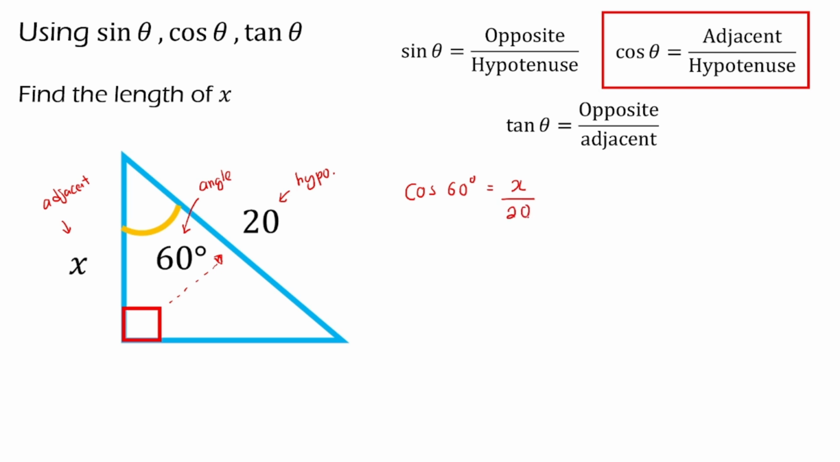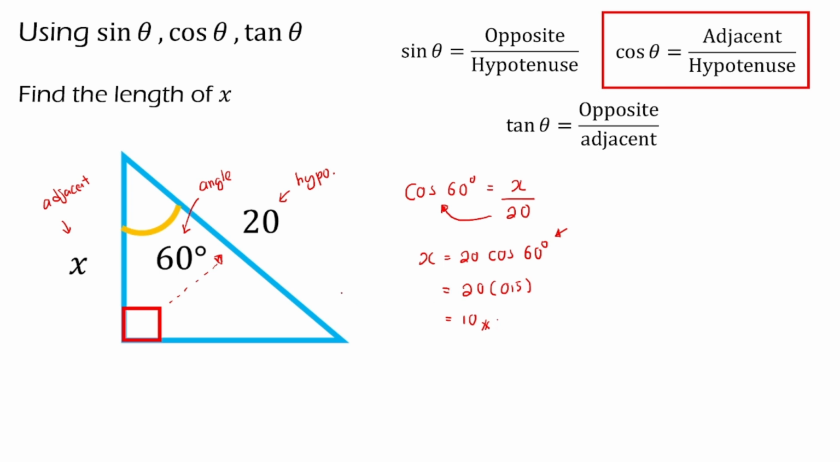Now you can rearrange it, bring the 20 to the other side. You have what? x equal to 20 multiplied by cos 60 degrees. Calculating the cos 60 using your calculator, I believe you get the value which is 0.5 or half. You get your answer, which is 10.